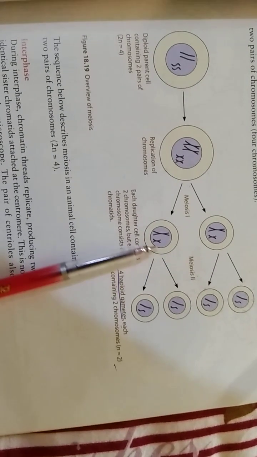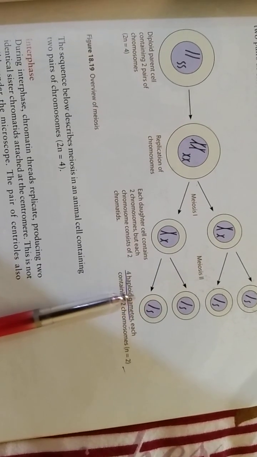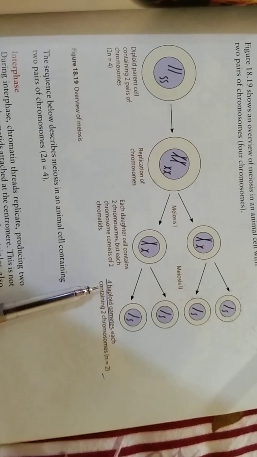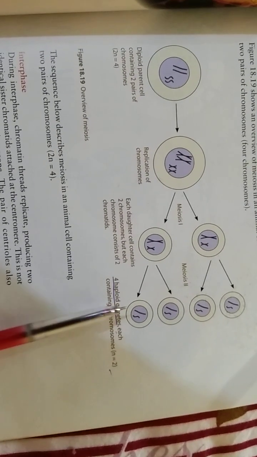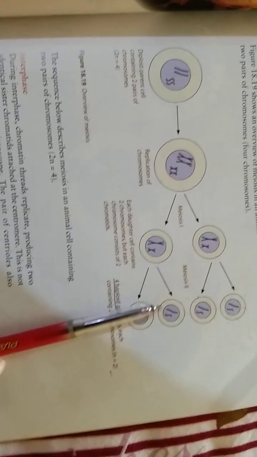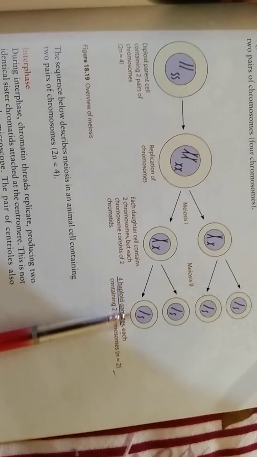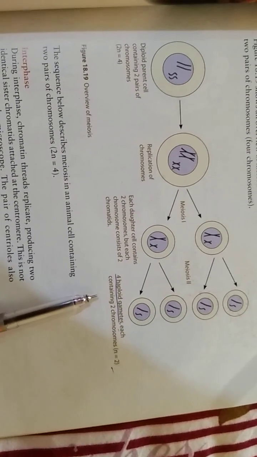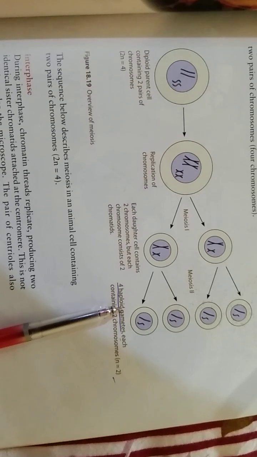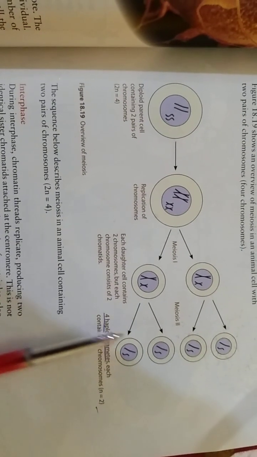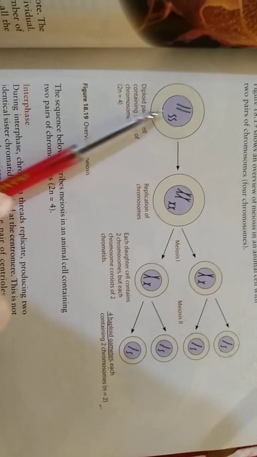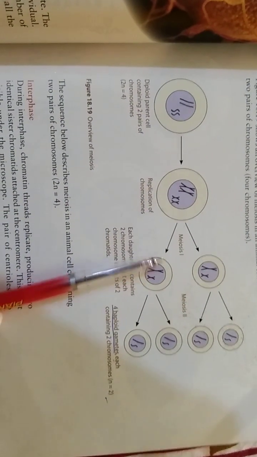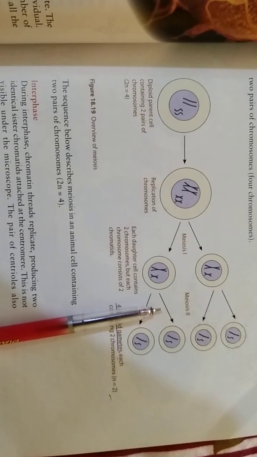In meiosis 2, the chromosomes divide into half here and half here. Four haploid gametes are formed, each containing two chromosomes. That's a diagram to understand the process of meiosis: the meiosis 1 phase and the meiosis 2 phase.